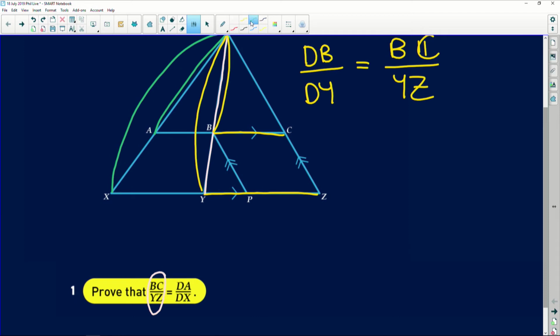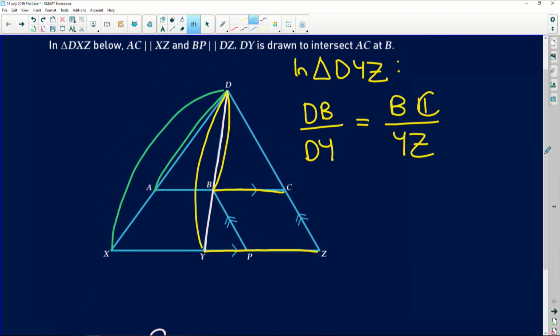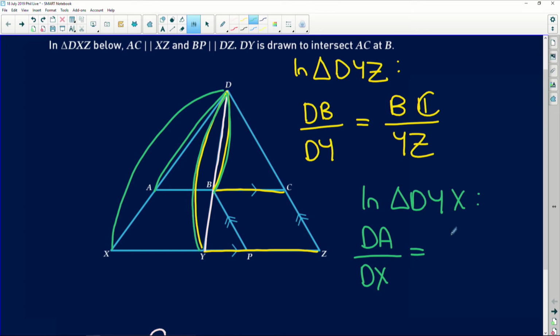Okay, so now if we look in this left-hand triangle here, in triangle DYX, we have DA over DX is equal to the same ratio, that DB over DY. And you see now we've got one expression for DB over DY and another expression for DB over DY.